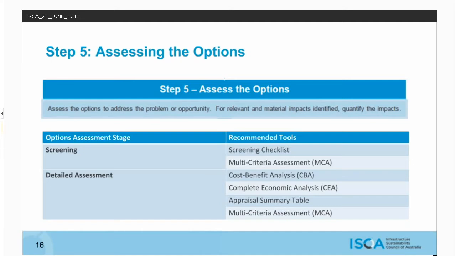Multi-criteria analysis or multi-criteria assessment, or MCA. This is an approach that scores options under several different criteria, which may or may not be weighted and aggregated into a single score. This is suited to more complex problems and opportunities where there is a long list of options. Moving into the more detailed assessments, we have cost-benefit analysis or CBA.